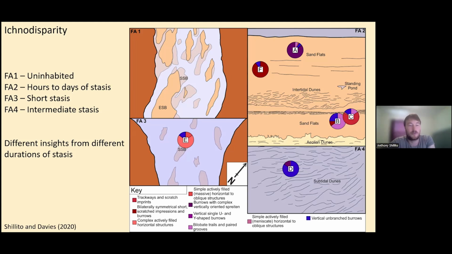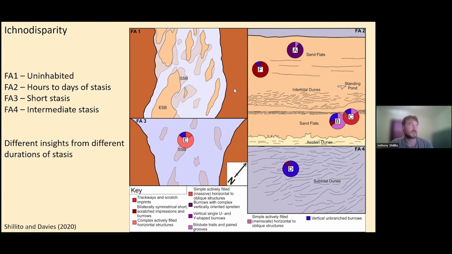And again, we get different insights from the different durations of stasis. So here we may be getting greatest durations of stasis occurring in our subtidal deposits, where we may have more stability of the dunes. They may not be moving outside of more significant events. And so we get lots of vertical unbranched burrows of animals that may be inhabiting these substrates for a longer period of time. We also get a lot of palimpsesting of traces occurring here because of this greater duration. We get many true substrates from the Facies Association 2 when we have hours to days of stasis, and I'll show them in the next couple of slides.